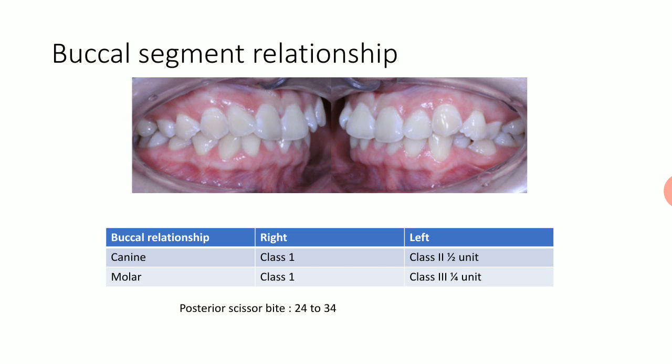Buccal segment relationship, for right canine and molar relationship, it is class 1, and for left canine relationship, it is class 2 half unit, and for left molar relationship, it is class 3 quarter unit, and there is presence of posterior scissor bite of 2-4 to 3-4.